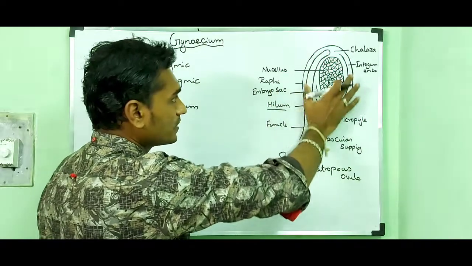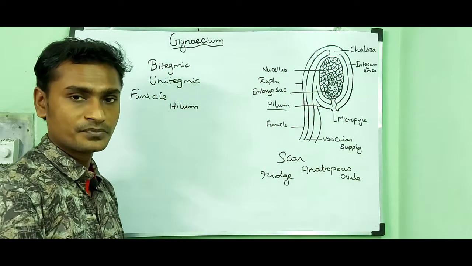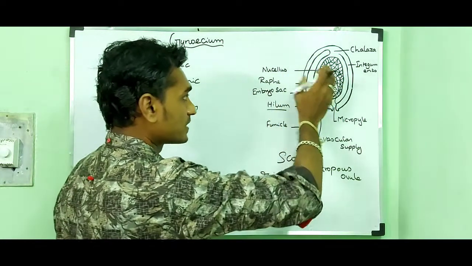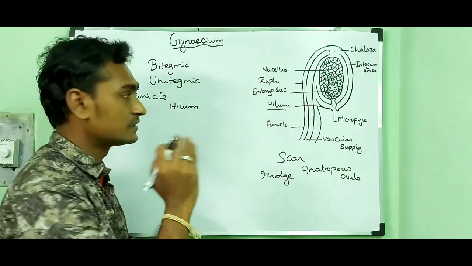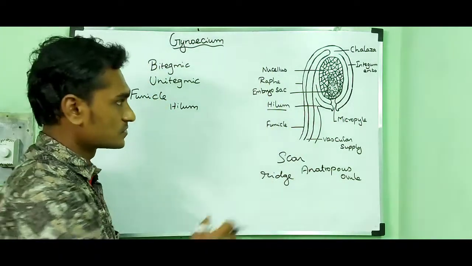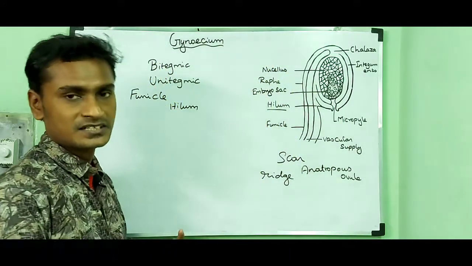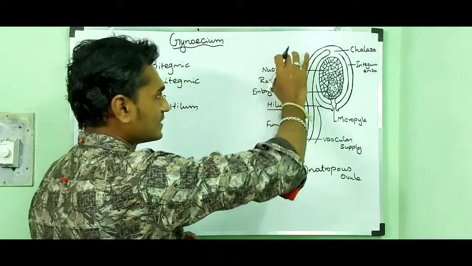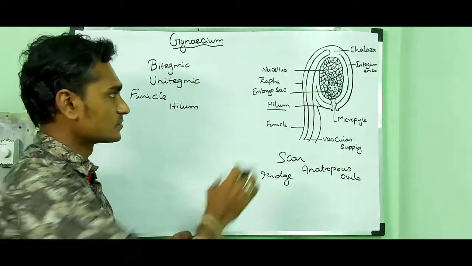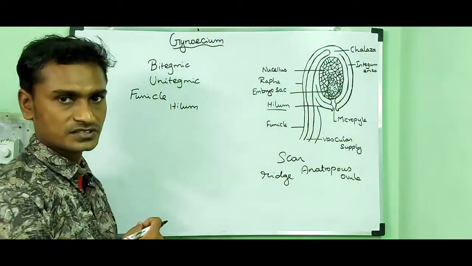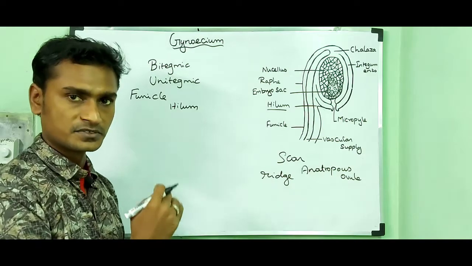The body of the ovule is made up of a mass of parenchymatous tissue, and that region is called the nucellus. So this is the body of the ovule, made up of a mass of parenchymatous tissue, and that layer is called the nucellus.